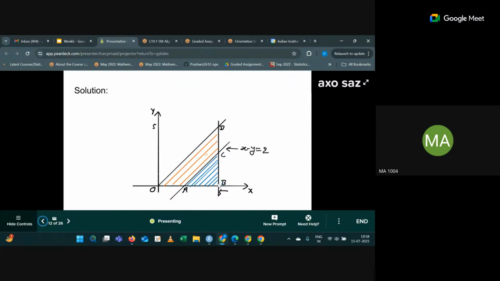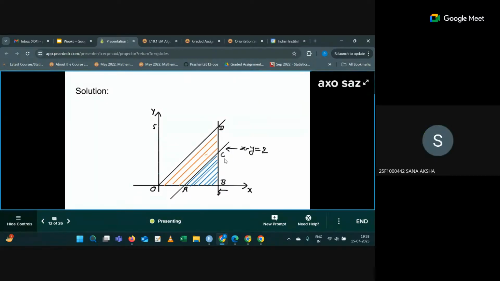How much should it be? 3. And height is also 3, right? So it's 9 by 2. Yes or no? Yeah. So what is the area of this orange region? The big one was 25 by 2 and this blue one was 9 by 2. So 25 by 2 minus 9 by 2, that is 16 by 2, that is 8. Understood? Yes, sir. Area of orange is 8, right?